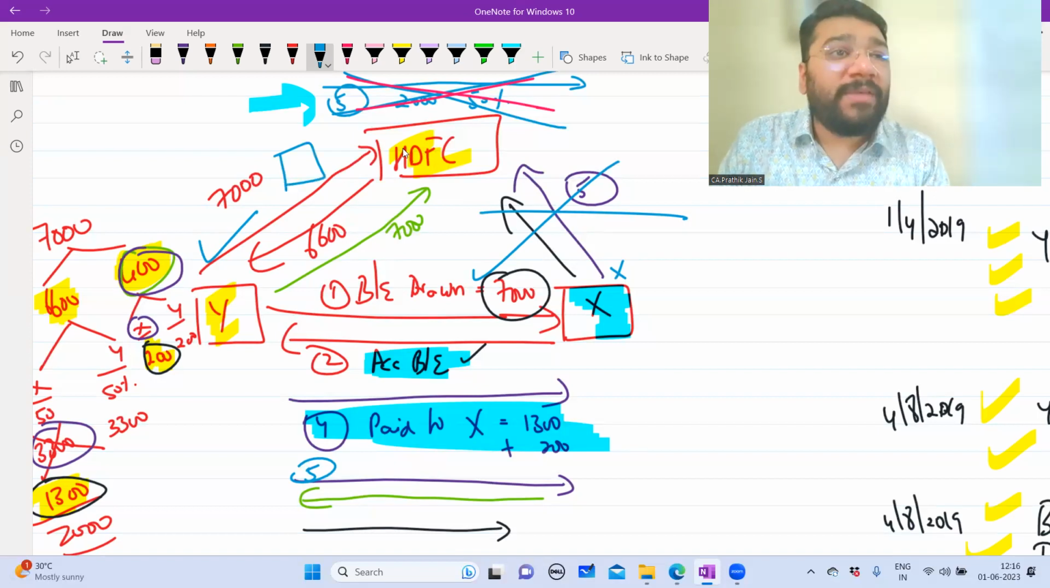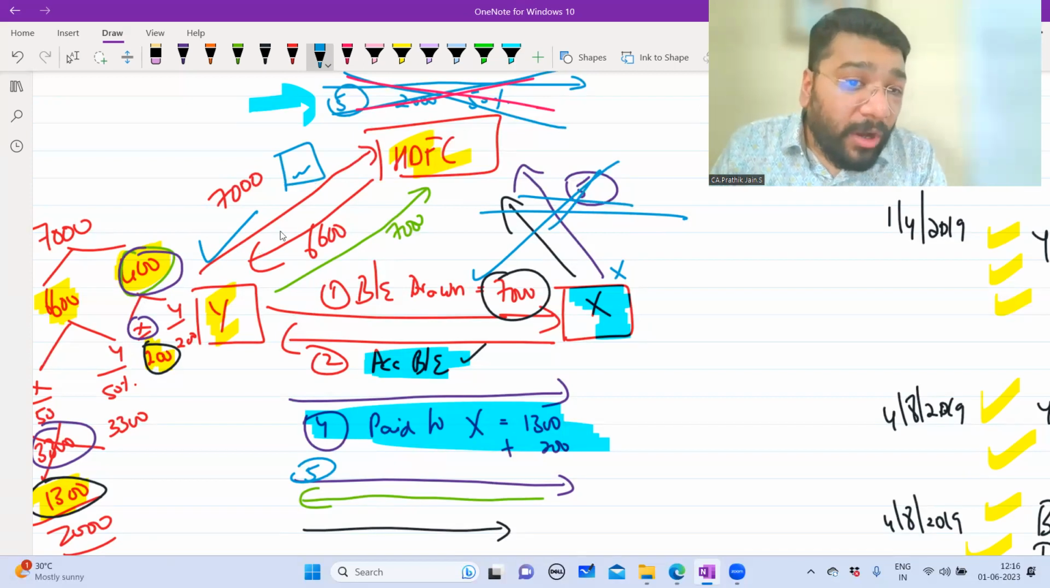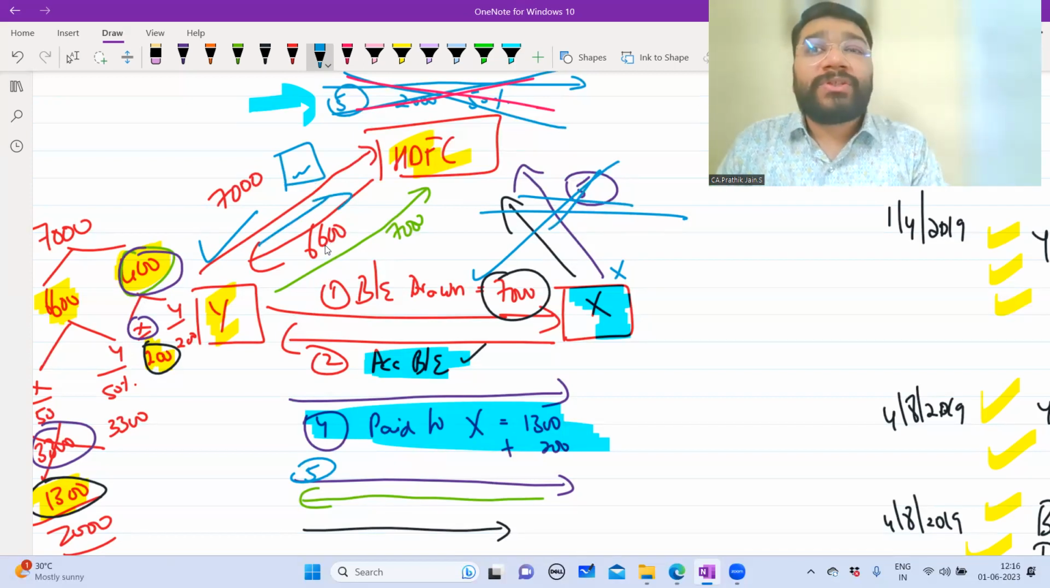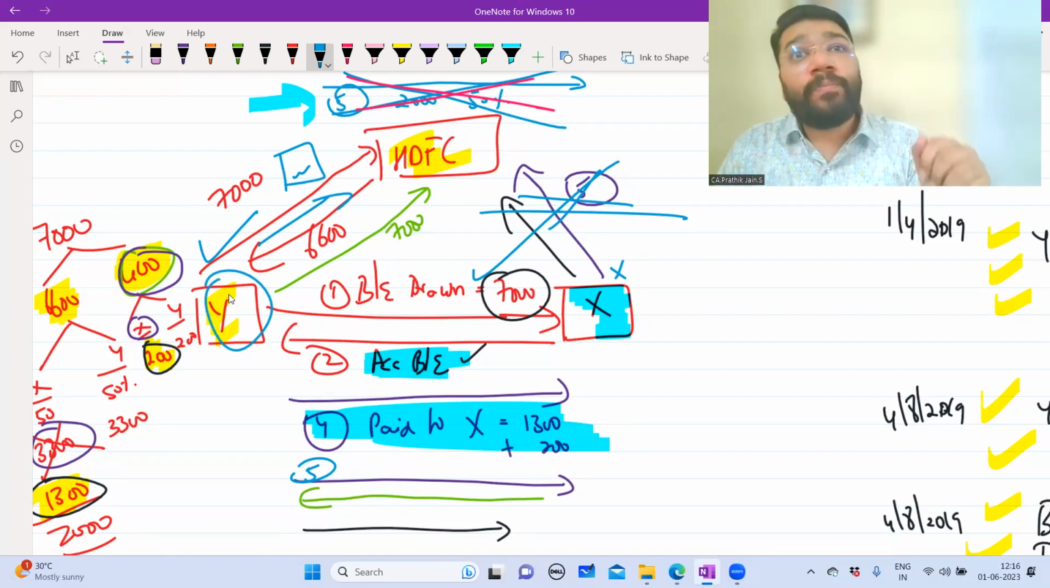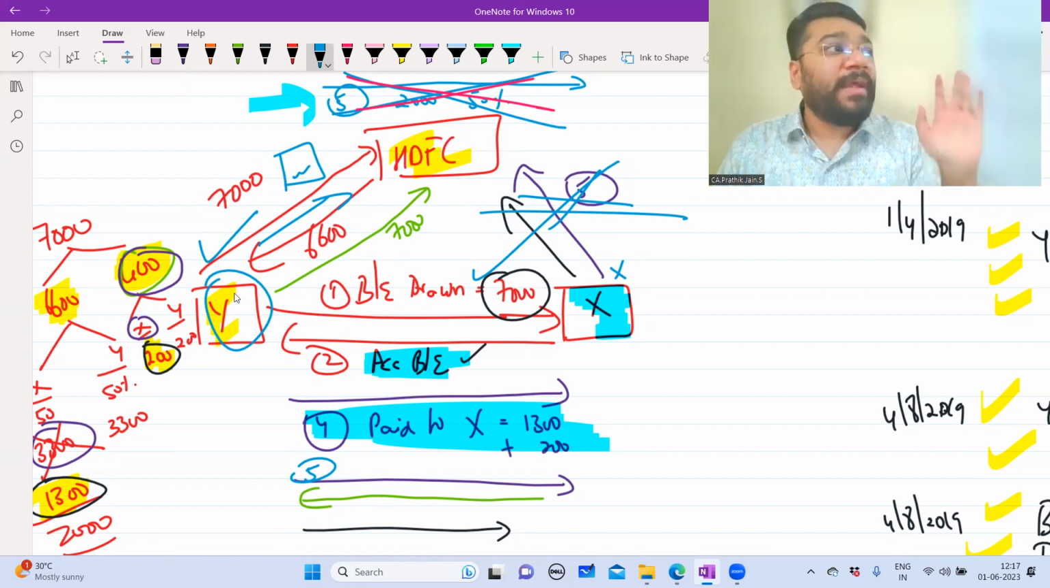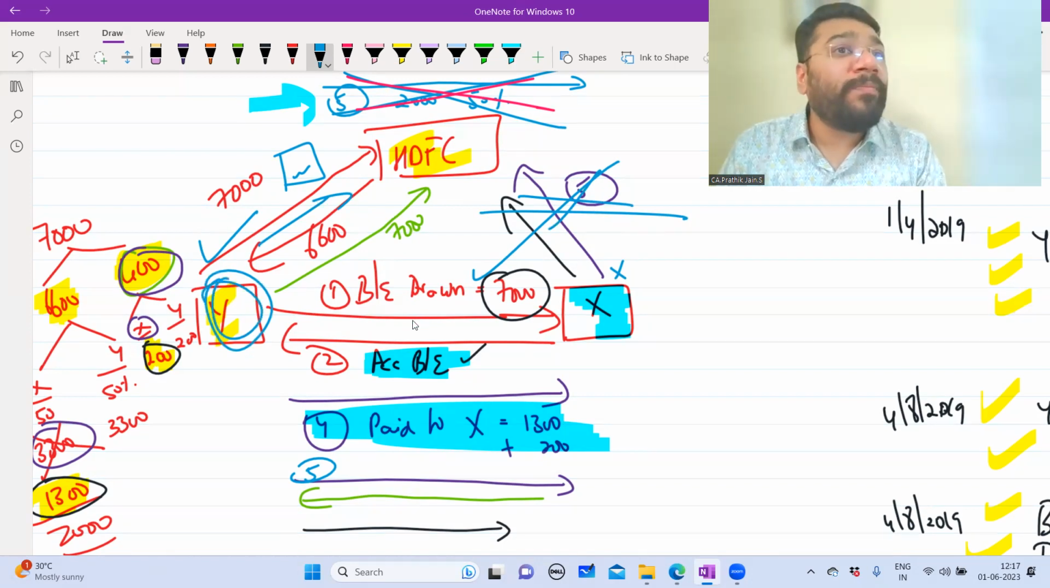When Y went to HDFC Bank for discounting, the bank would have asked you to sign a contract. In that contract, it is very clearly mentioned that on the due date, if this gentleman doesn't pay me the money, I will take the money from your bank account. So now, guys, money is gone from whose bank account? Y's bank account. But originally, this money has to be paid by whom? X. So Y has to pay this money to the bank.